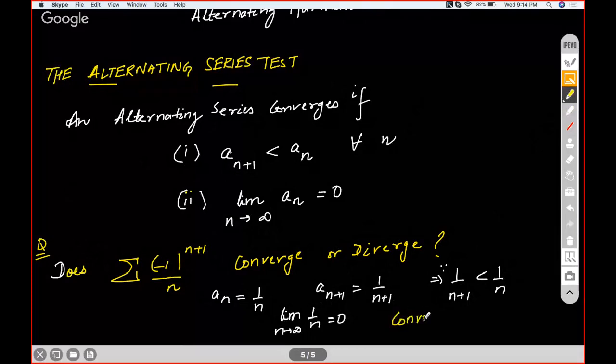And it's quite surprising because the harmonic series was not converging, but the moment you make the signs alternate between the terms, we get a convergent series. Yeah, that's what I was thinking.